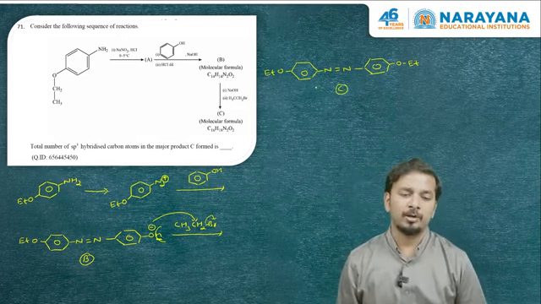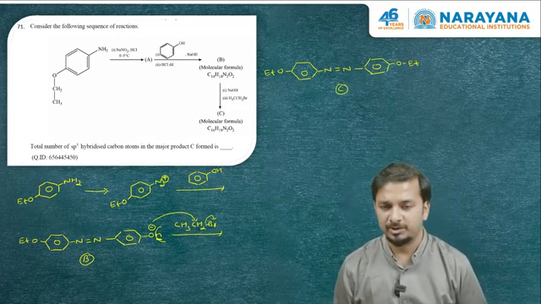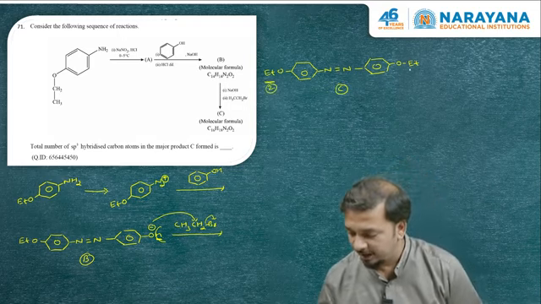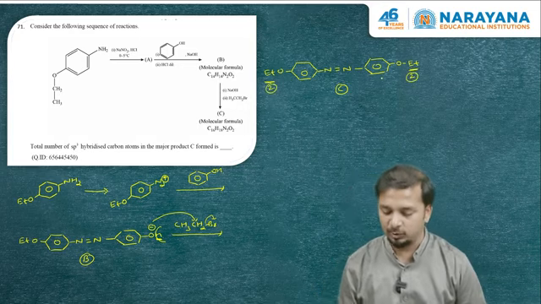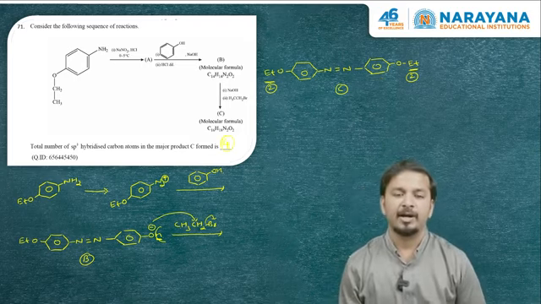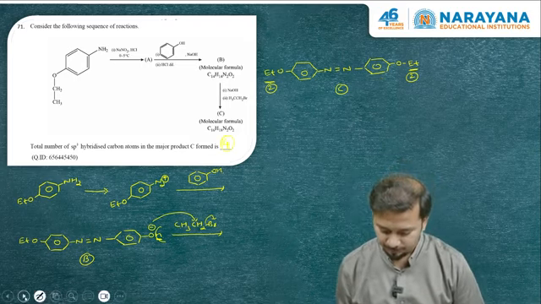So they are asking the total number of sp3 hybridized carbon atoms in the major product C. There are 2 sp3 hybridized atoms over here and 2 sp3 hybridized atoms over here. So in total there will be 4 sp3 hybridized atoms.